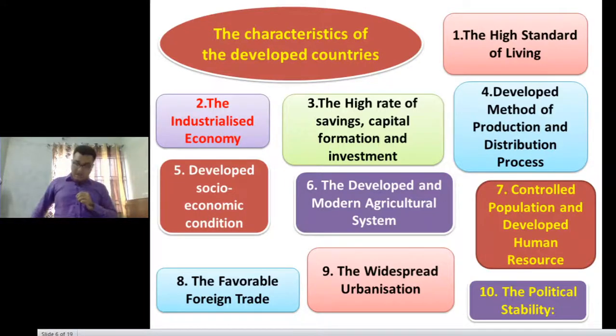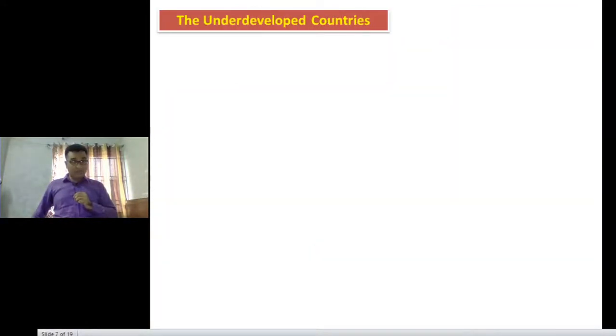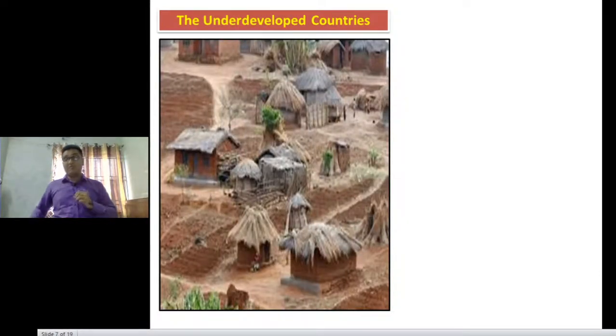So dear students, now I am going to discuss the next topic, that is the underdeveloped countries. At first I am going to discuss what underdeveloped countries are. Basically, underdeveloped countries are such type of countries whose per capita income is very much less than the per capita income of the developed countries, and this type of countries are highly dependent on agriculture. These are the common things about the underdeveloped countries.